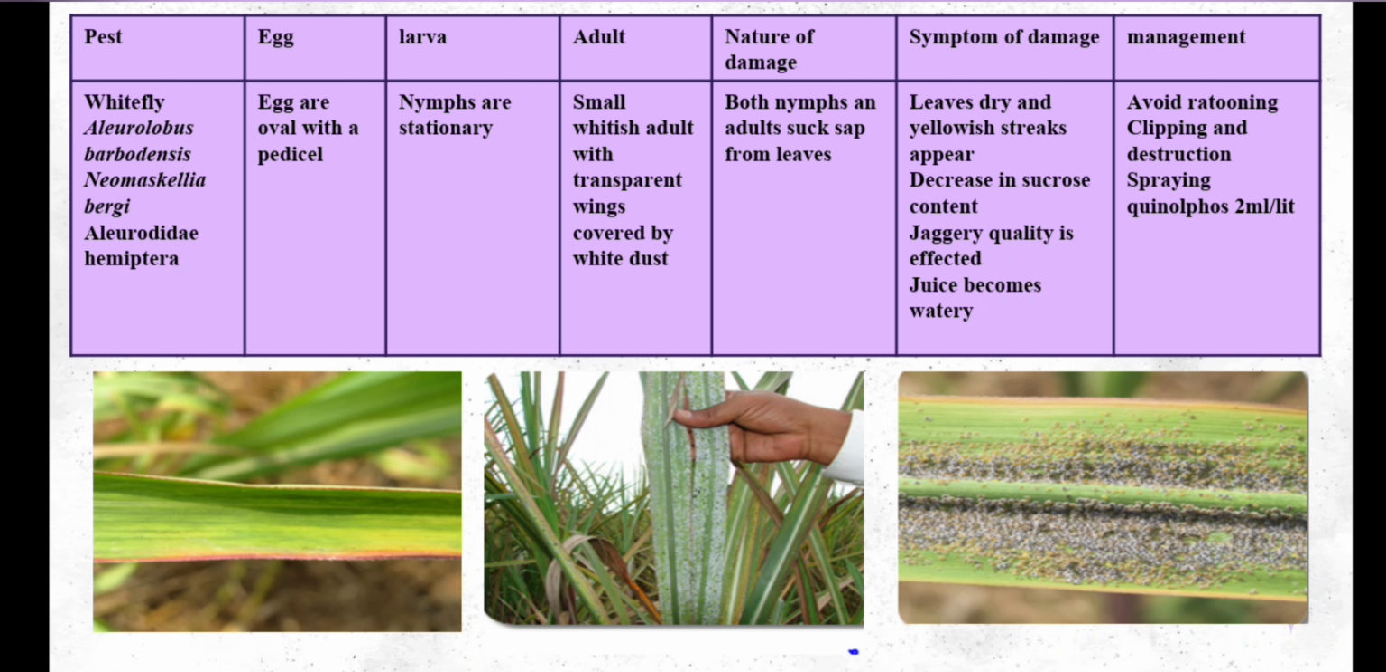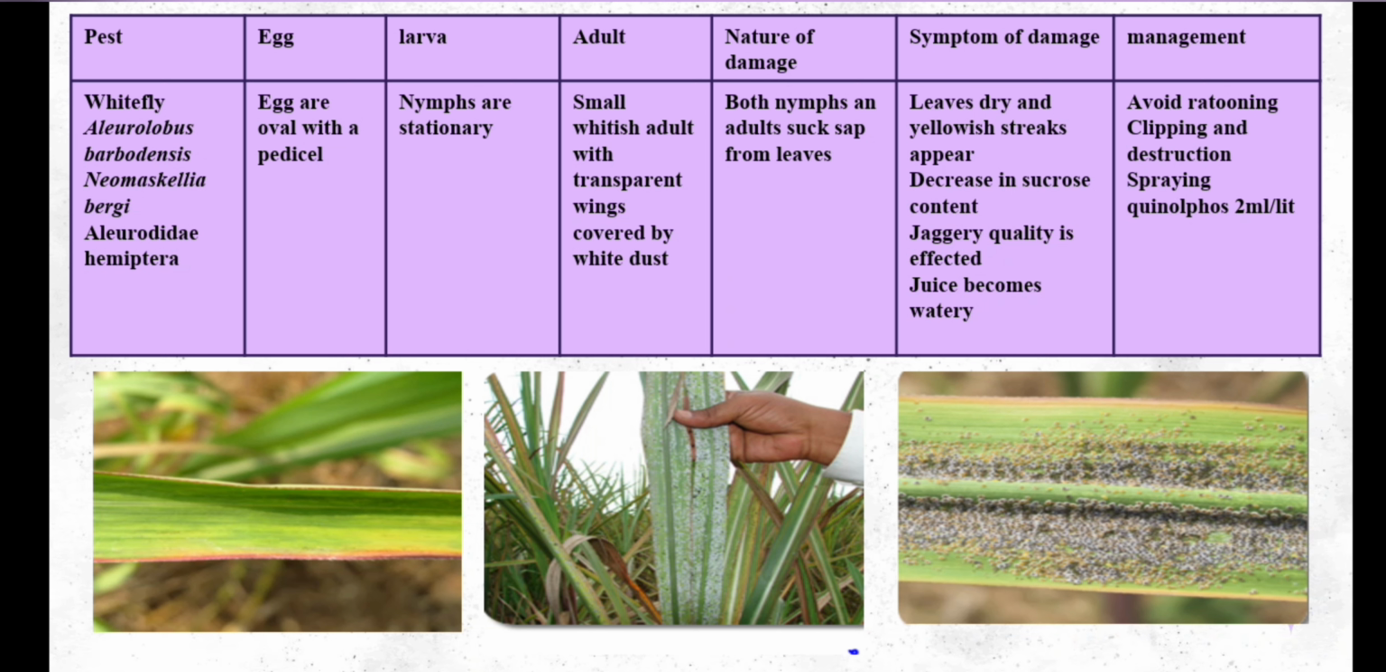Then in larva, the nymphs are stationary. They cannot move. The first instar will move a very little and it will settle at one place, and those are stationary. As the instars pass, they will become legless and they cannot move. They will be settling at one place and they will suck the sap. Adults are small, whitish, with transparent wings covered by whitish dust.